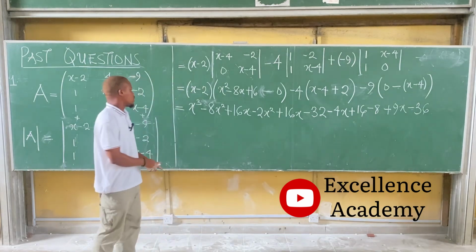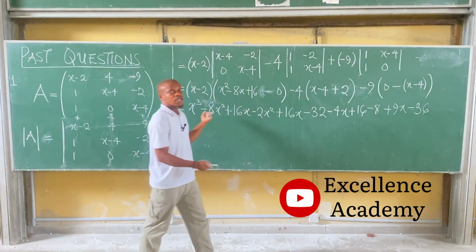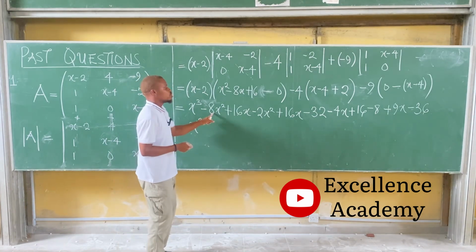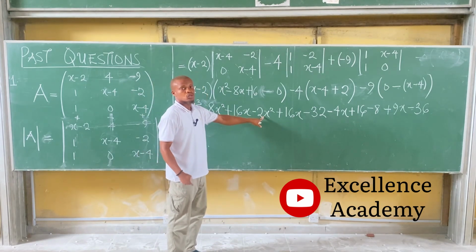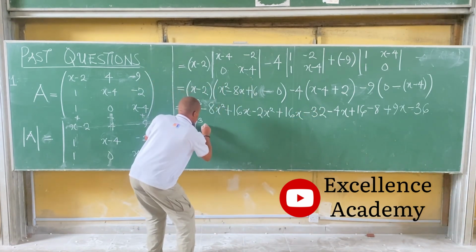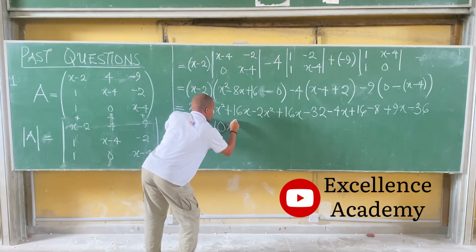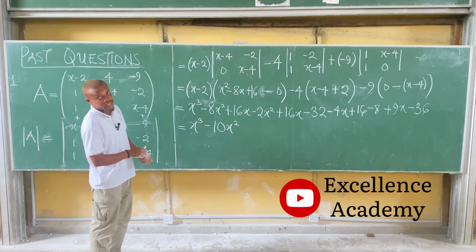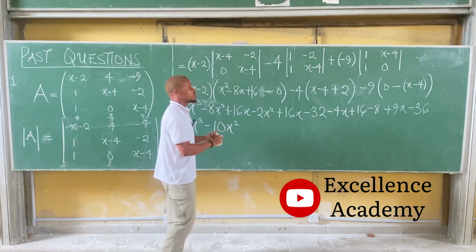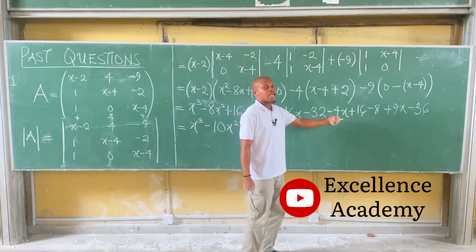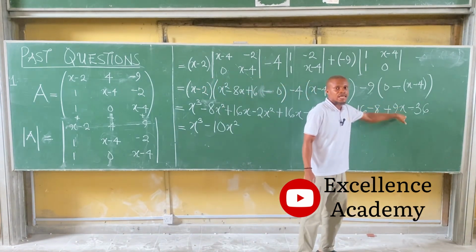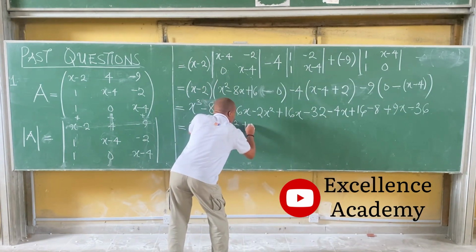Next up, we simplify further. I'm having x cubed. There's no other term that has the power of 3, right? So I'll write this down, x cubed, minus 8x squared minus 2x squared gives us minus 10x squared. Is there any other variable that has x squared? No. So we write it down, minus 10x squared. Next up, for our x variable, I'm having 16x plus 16x, which gives me 32x. 32x minus 4x gives us 28x. 28x plus 9x gives us a plus 37x.